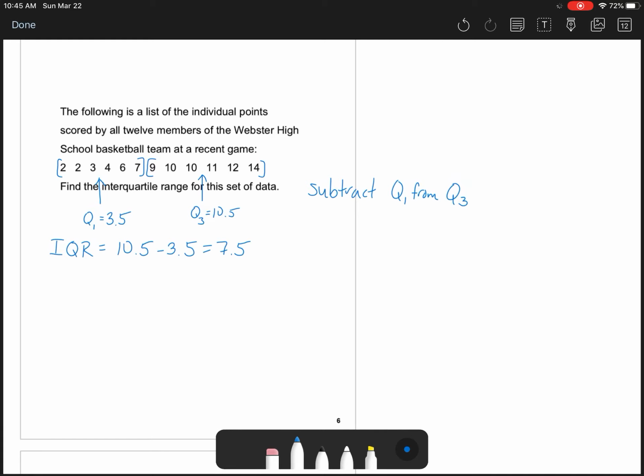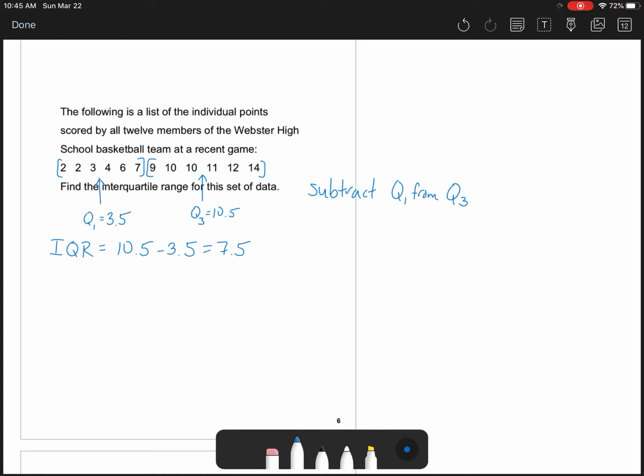Okay, let's take a look here. Similar question. Okay, the following is a list of the individual points scored by all 12 members of the Webster High School basketball team at a recent game. Notice they're already in order from least to greatest. Find the interquartile range for this set of data.